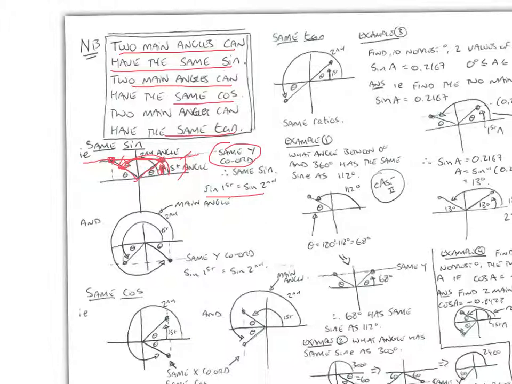That's positive when the y coordinate is positive, or positive sine. But we can also have an angle here, and that has a negative y value, and we can also have another main angle that goes all the way around to there. They both have the same y coordinate, so the sine of the first is equal to the sine of the second.